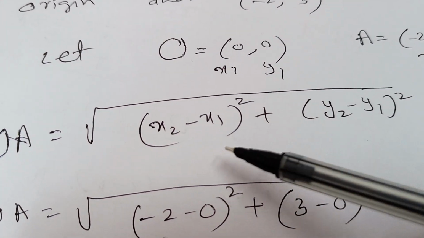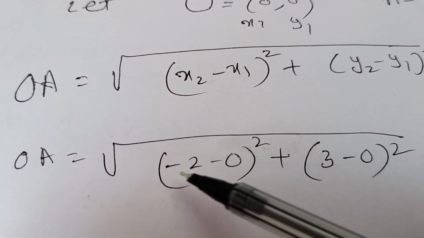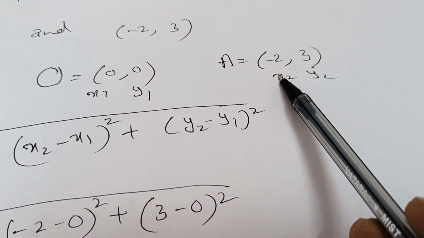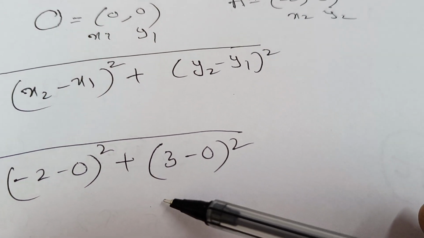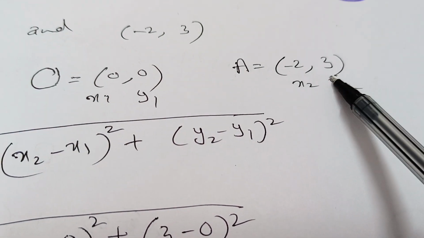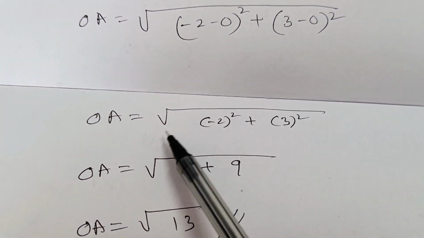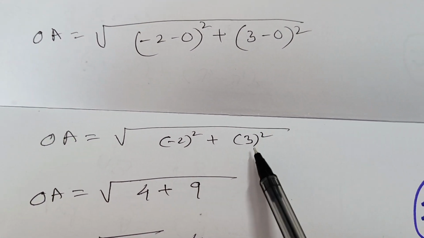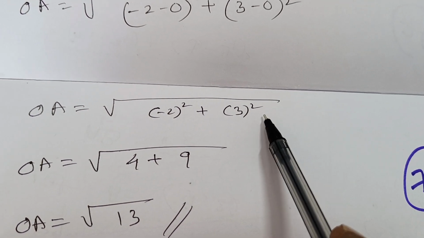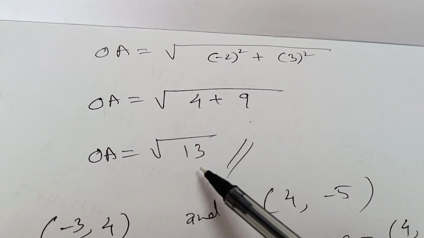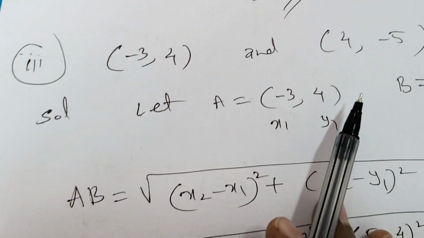Square root of (x2 minus x1) whole square plus (y2 minus y1) whole square. OA is equal to square root of x2 is -2, x1 is 0. -2 minus 0 whole square plus y2 minus y1, which means we are substituting 3 minus 0 whole square. OA is equal to square root of -2 whole square plus 3 whole square. Minus into minus plus, 2 2s are 4. 3 3s are 9. 9 plus 4 is equal to 13. So the distance OA is equal to square root of 13.